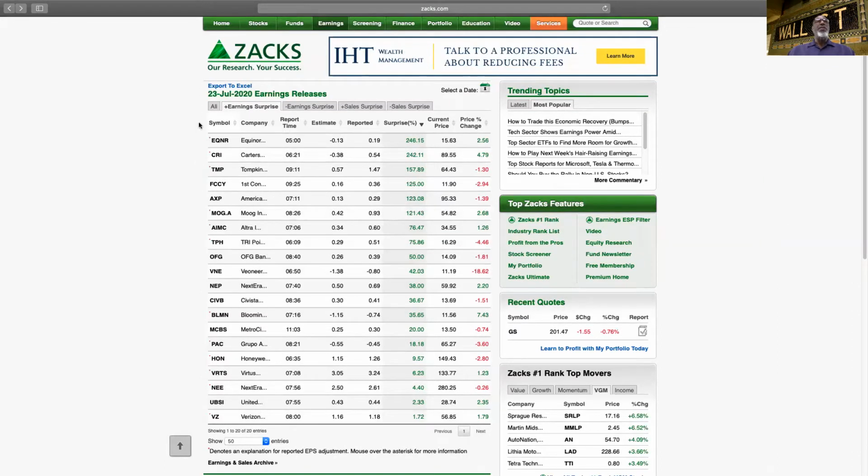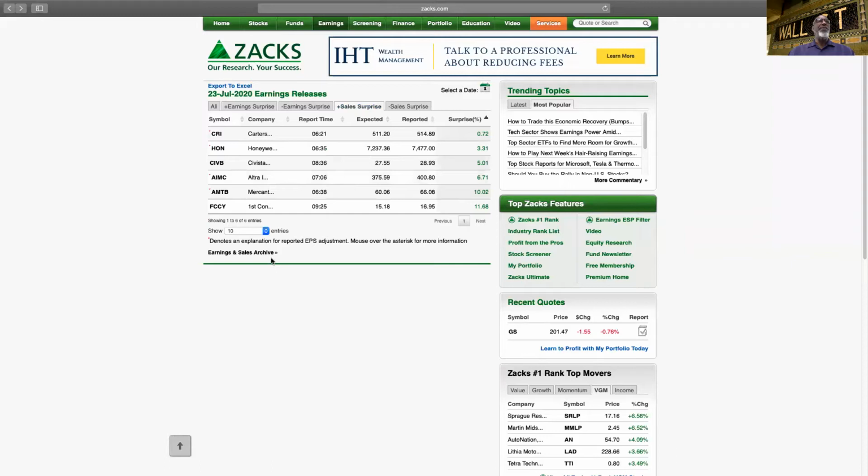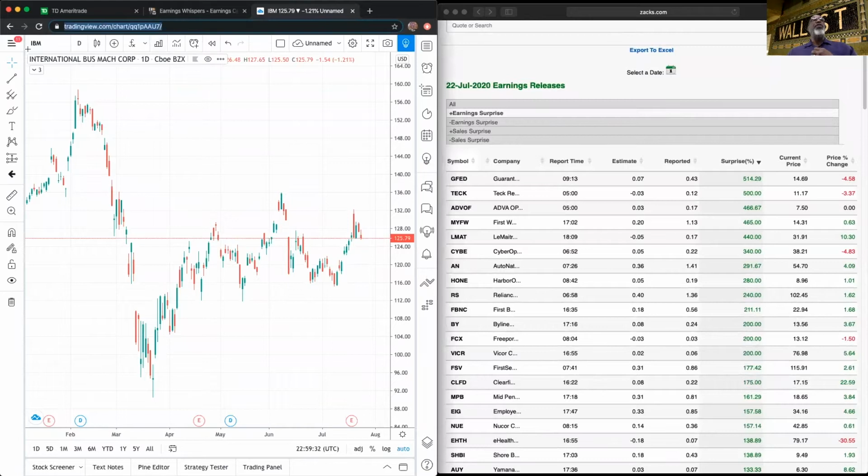All right, I didn't see anything I like here. While I'm here though, let me show you what else. I also click and look on sales, which is total revenue. I look for any surprises there. We have these 6 stocks. So here's what's interesting: this Carter's both beat on revenue and beat on earnings. Okay.